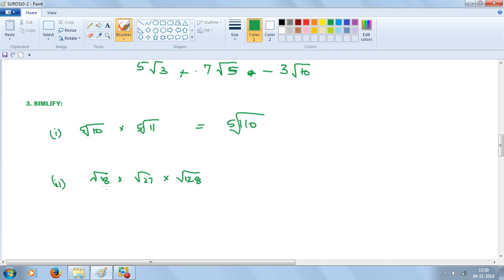Next sum: root 80 multiplied by root 27 multiplied by root 128. So it's a multiplication. We will try to make it simpler. Root 80 you can make root of 9 multiplied by 2, the next factor is multiplication, root of 9 multiplied by 3. So what about this, 128?